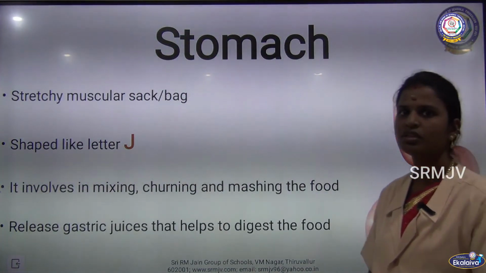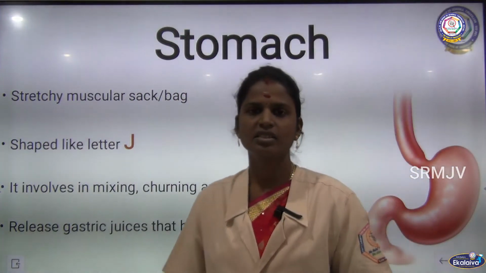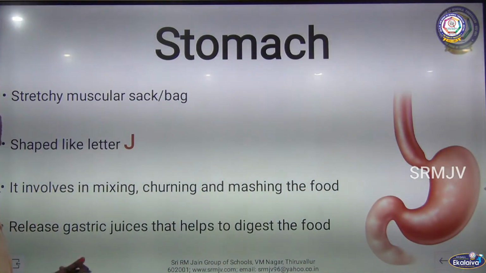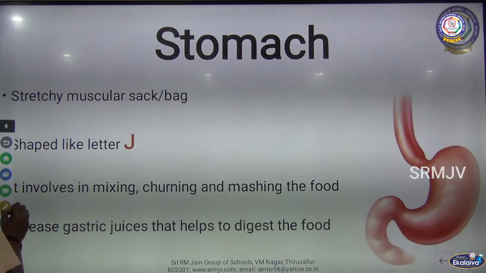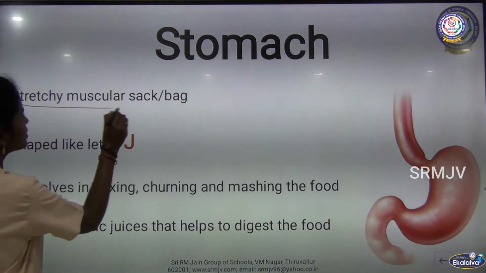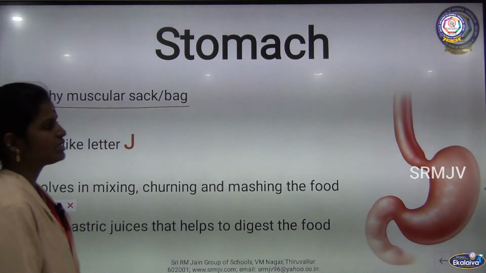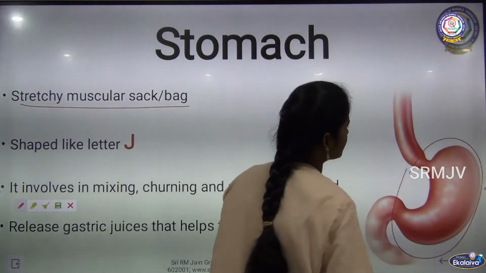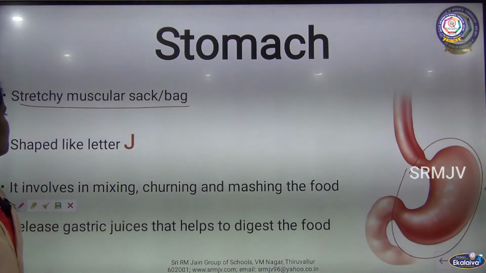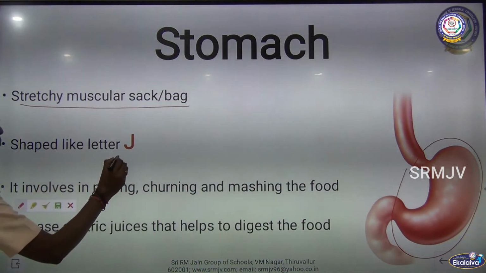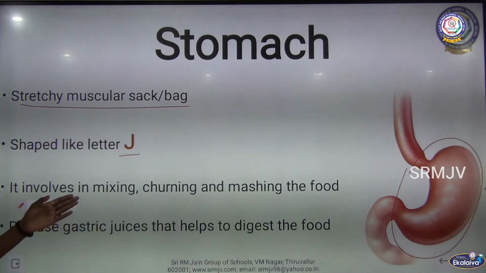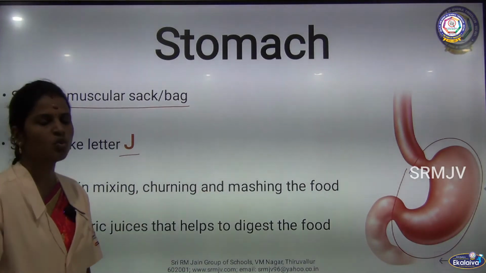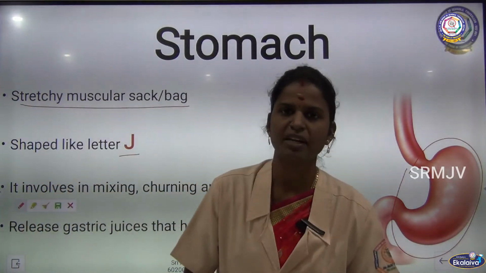And next we are going to see about the stomach. It is a J-shaped organ which is present inside our body. Our stomach is a stretchy muscular bag-like structure, and the shape is like the letter J. It is involved in mixing, churning and mashing the food.